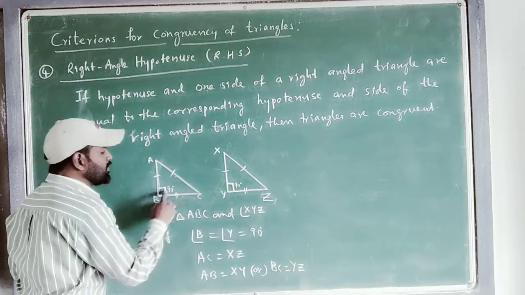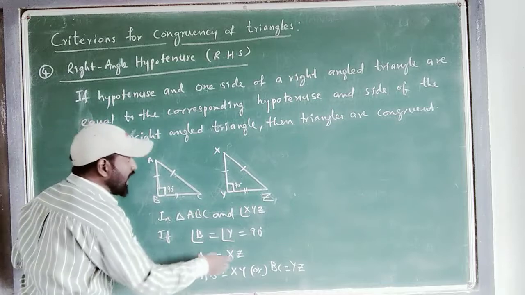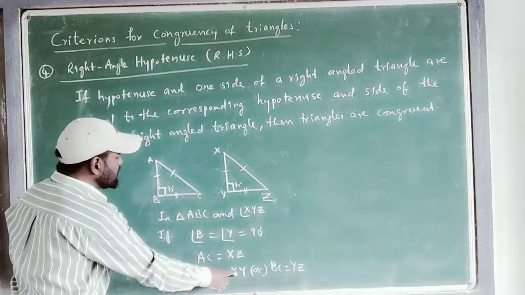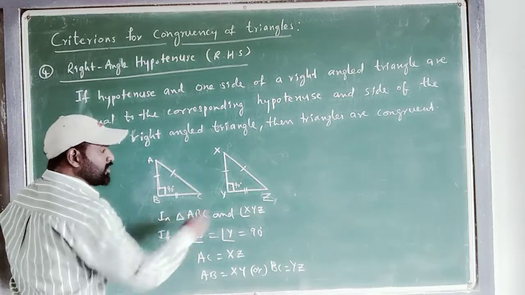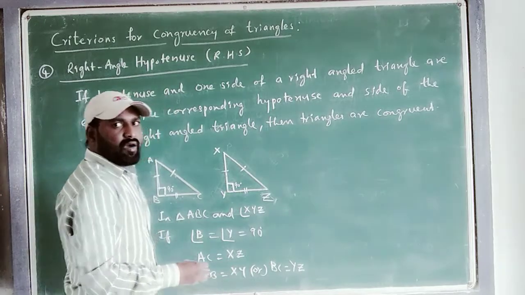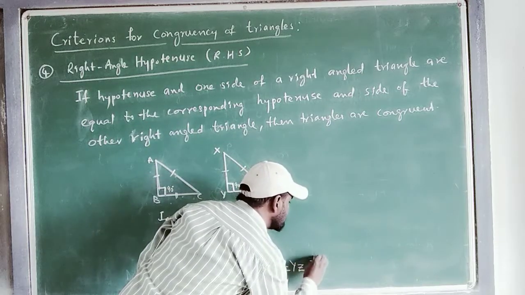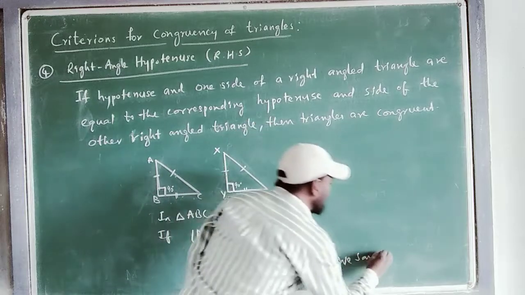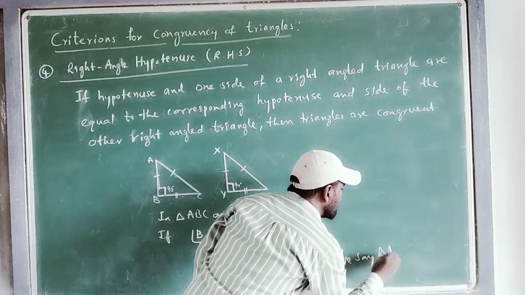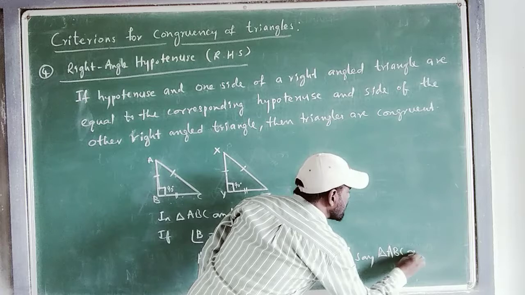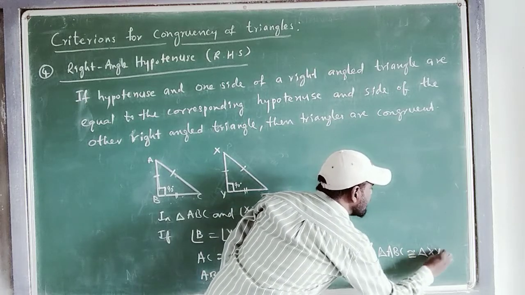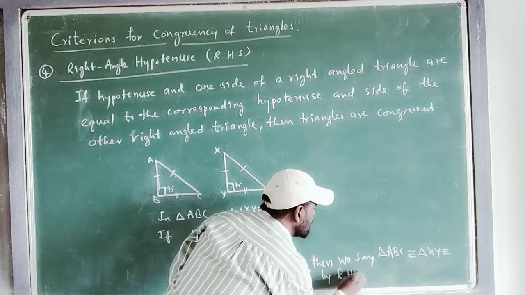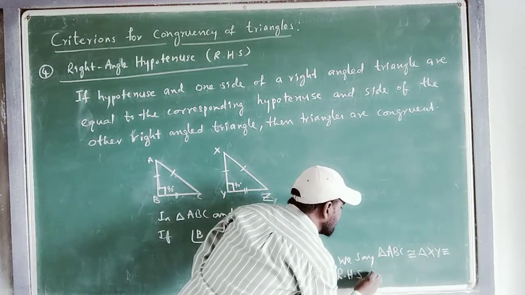These two should be compulsory. Why? Because the right angles are obviously equal. Then the hypotenuse should be equal, and of the remaining two sides, any one of them, either AB is equal to XY or BC is equal to YZ. Then these two triangles are congruent to each other. Then we say triangle ABC is congruent to triangle XYZ by the RHS rule of criterion.